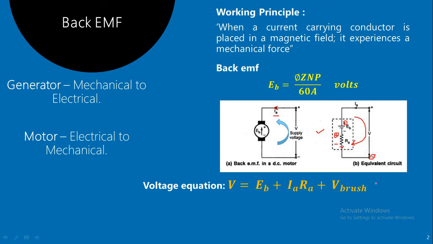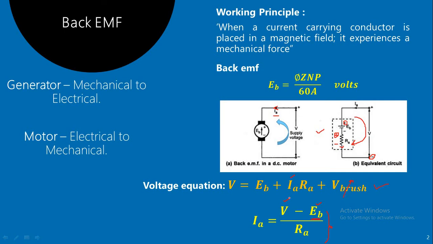By simplifying that, we get the voltage equation as V equals EB plus IA RA plus brush contact voltage drop. It is small and you can neglect the brush voltage drop, so I get the armature current in a DC motor as V minus EB divided by RA. Here the back EMF EB is always less than applied voltage V.